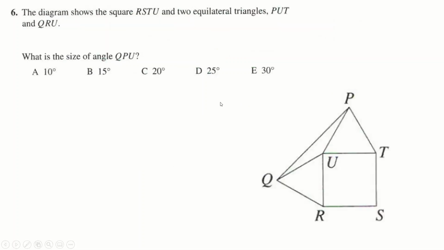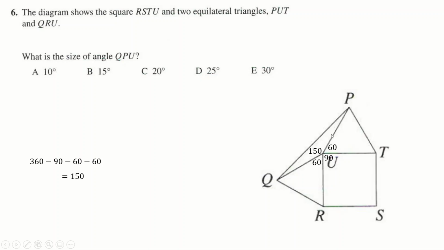Question number 6. So this is a square, which means it has a right angle in it, 90 degrees. These are equilateral triangles, which means their angles are 60 degrees. This is a circle, or a point, so this angle here is 360. Take away all of these 3, which I can work out very quickly, so this is 150.